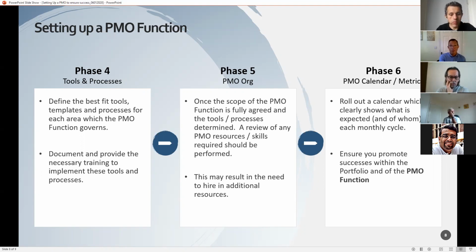So understand what's in place, understand what you need, define your tools and your processes, then build out your skill sets. And I'll come back to the question about what skills and what people do we need, and then put your calendar, your meetings, and promote your successes. So that's my kind of 6 phases. This will be in the materials that Aline will share afterwards, but yeah, happy for people to reach out to me to talk in a bit more detail about their specific needs.